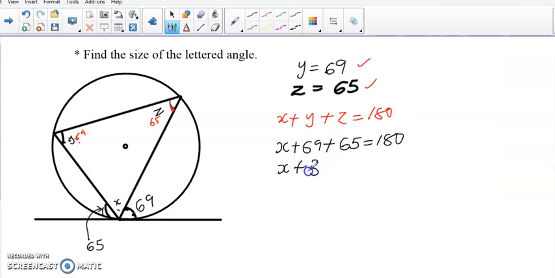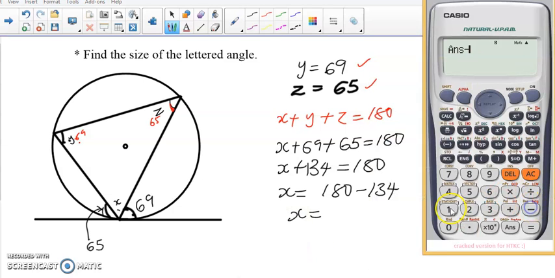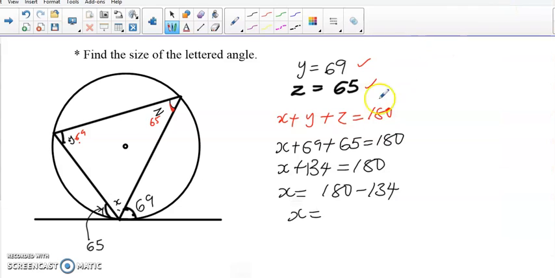134 is equal to 180. So subtract 134 from both sides. We have 180 minus 134. So 180 minus 134 will give us what? That will give us 46. So this gives us 46, and this is the value of x.